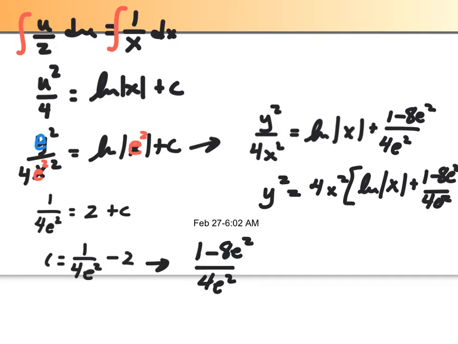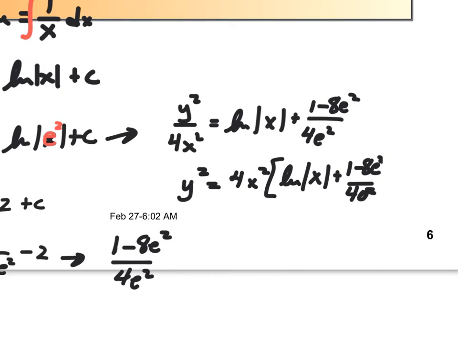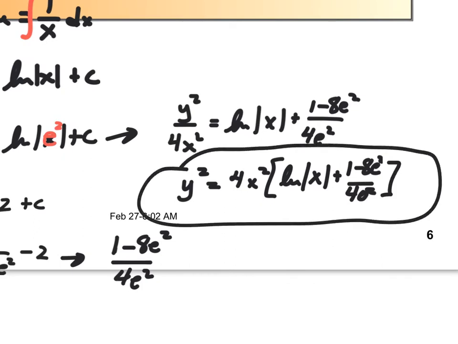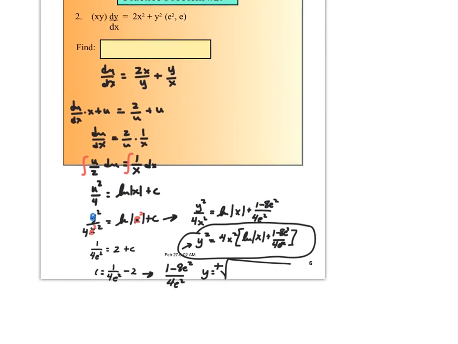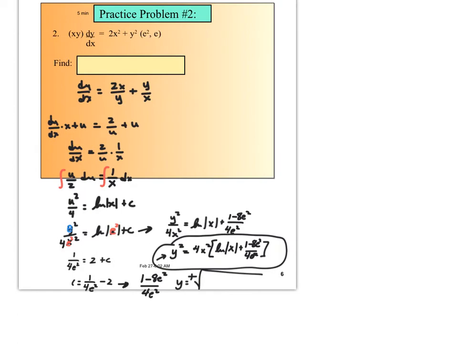Alright, that would be a particular solution to that differential equation. I'm not going to take the square root of both sides, but I could. If I did, I'd get this plus or minus, and actually I would only get the plus portion of that, because in this case our y value came out to be positive. So there you go. There's a little review on the homogeneous method.